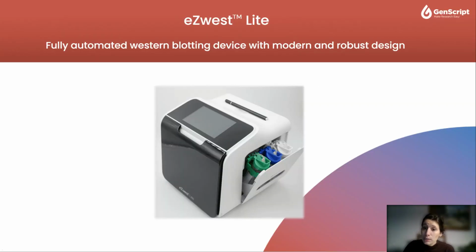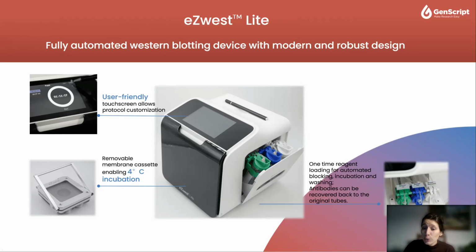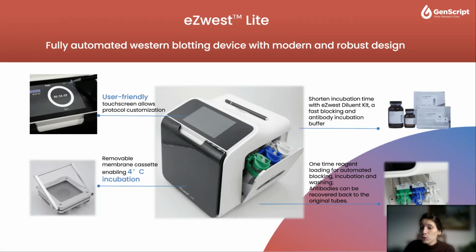The next slide I want to show is the Easy Western. This system completely automates the Western blotting workflow for you. It is equipped with a really nice user interface, and it has a removable cassette where you can basically load your antibody into the cassette with your gel, and you can take that and incubate it at 4 degrees C. What's also really nice about it is that the reagents are recoverable, so you can remove your antibodies that were not used and recover them.